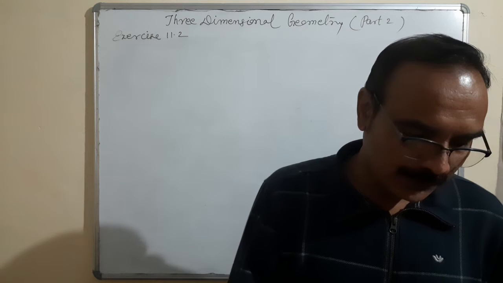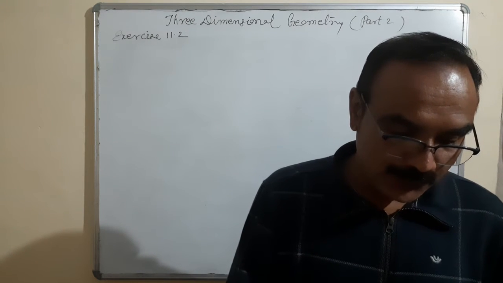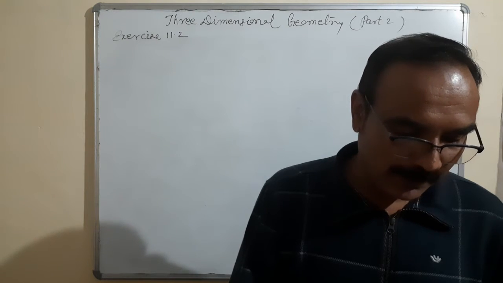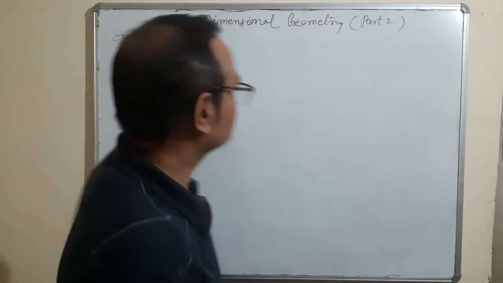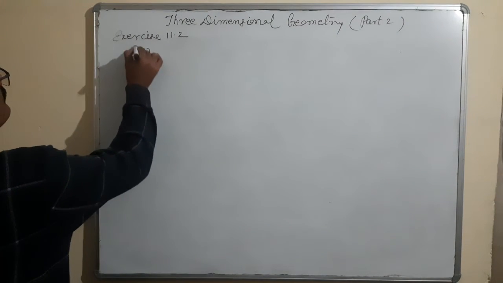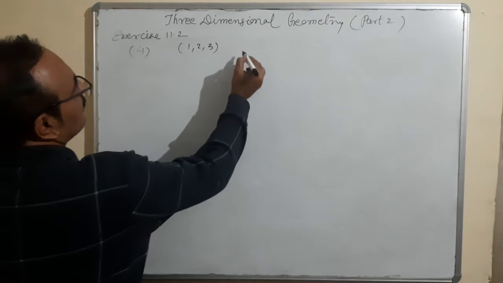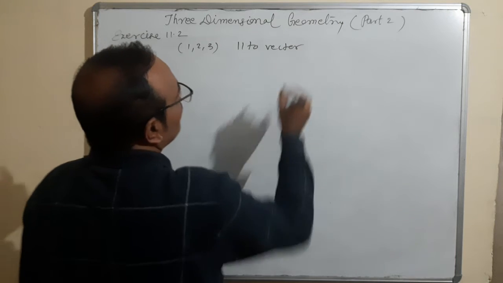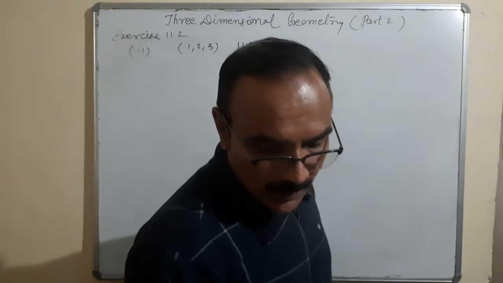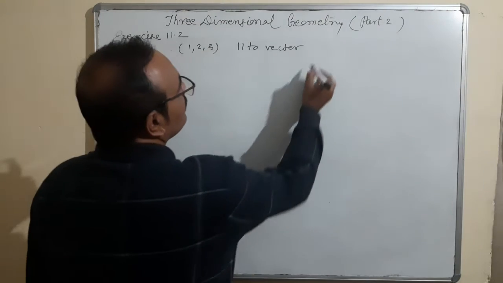Question number 4th. Find the equation of the line which passes through the point 1, 2, 3 and parallel to the vector 3i plus 2j minus 2k. Okay, 4th question.